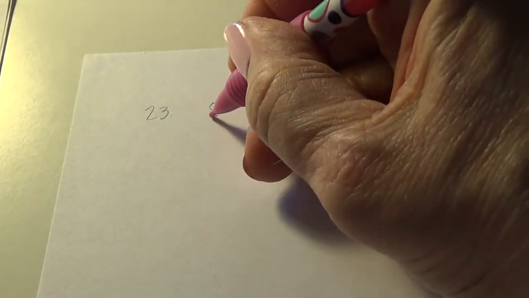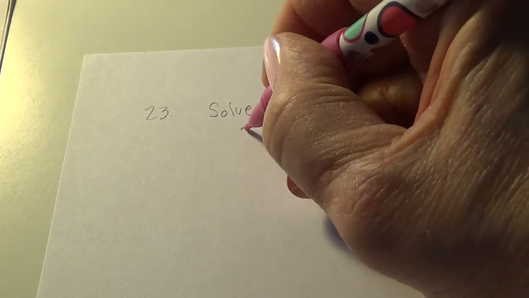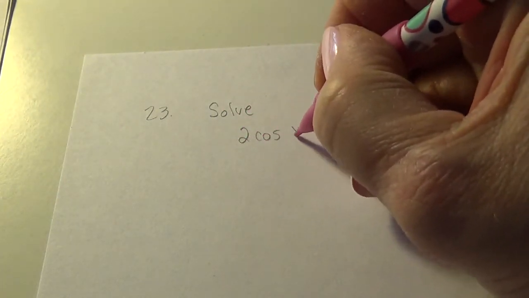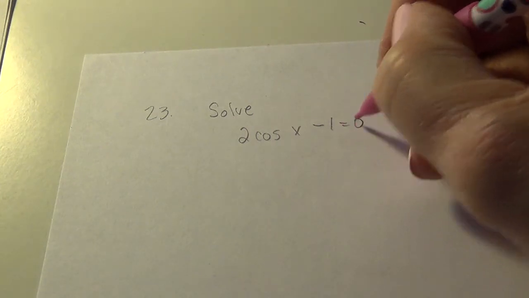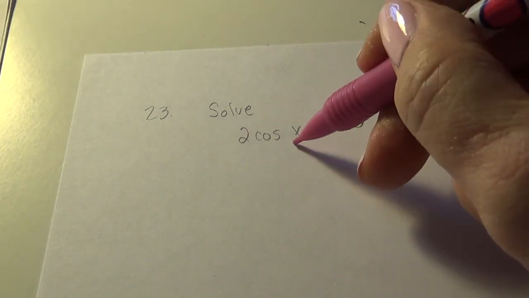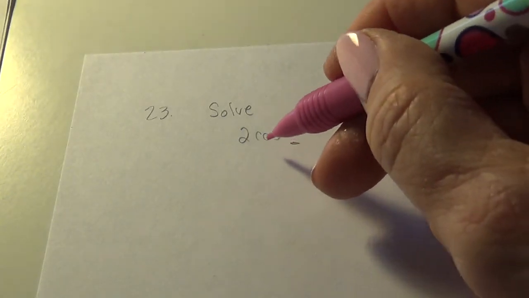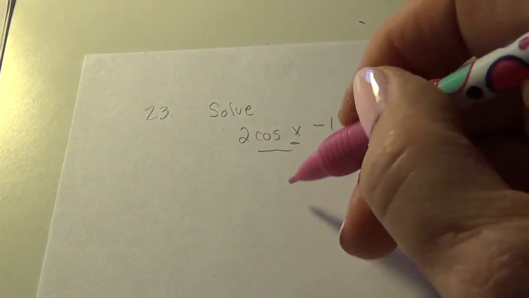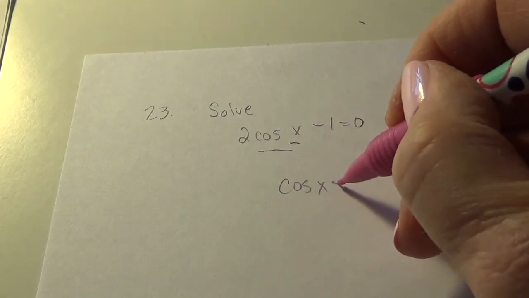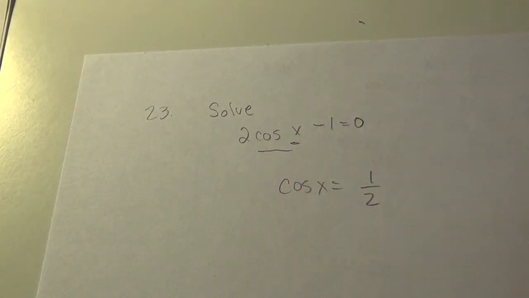Welcome to part 2, and we're solving the equation 2 cosine x minus 1 equals 0. Solve means find out what x is equal to make this a true statement. So I'm going to get cosine x by itself by moving the 1 over and dividing by 2.